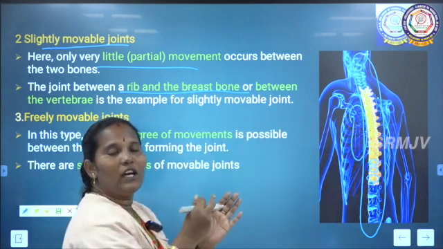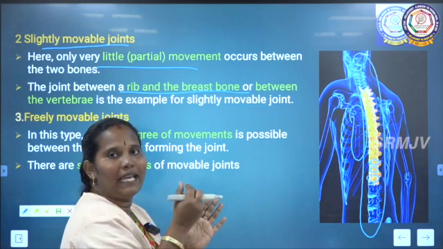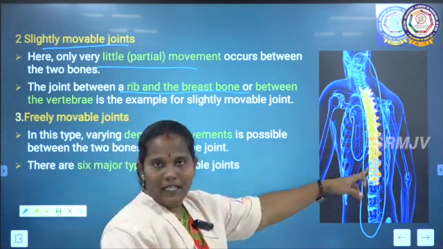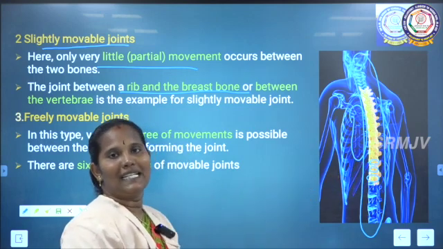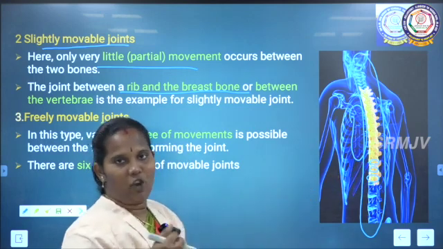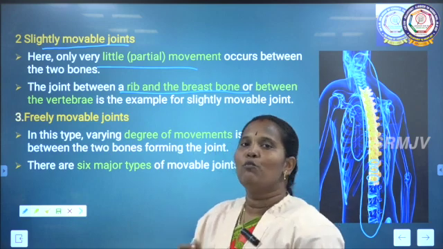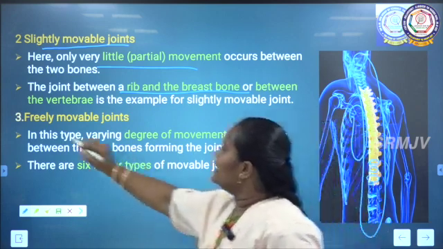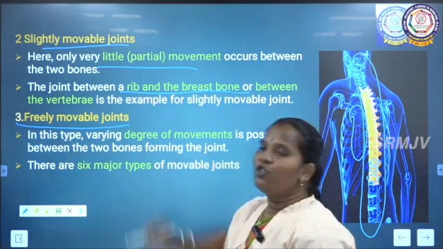These two are joined with the help of the rib bones. So this rib bone and the vertebral bone are the example for the slightly movable joints. Slightly means only partial movement occurs here. Then the third one we can see is freely movable joints.